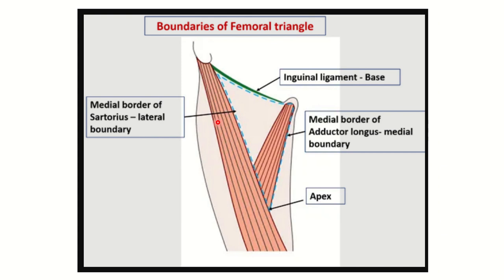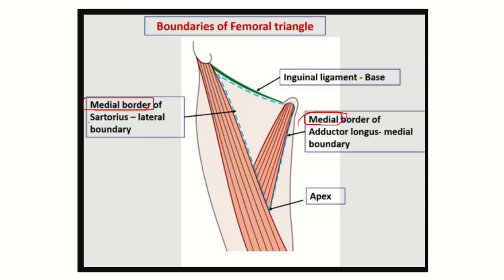Here we can see this is the sartorius muscle, and medial border of the sartorius muscle, it forms the lateral boundary of the femoral triangle, and medial border of the adductor longus, it forms the medial boundary of femoral triangle. Here one important point, that both muscles' medial border, here we can see laterally it is also the medial border, and medially it is also the medial border. So medial and lateral boundary both are formed by the medial border of muscle.